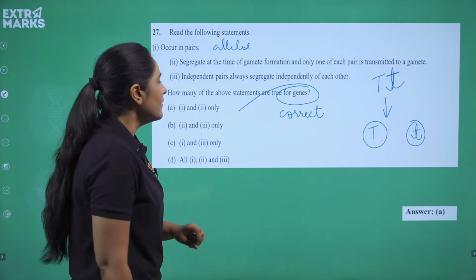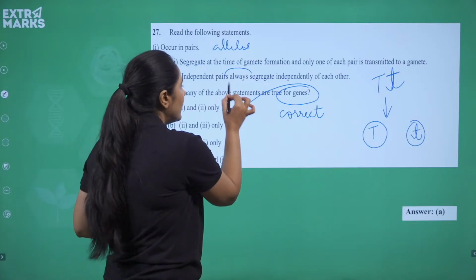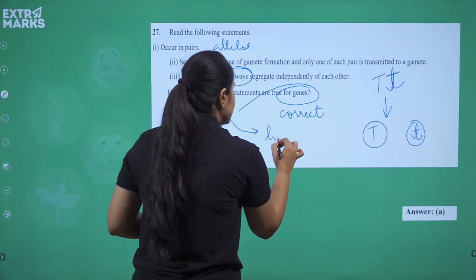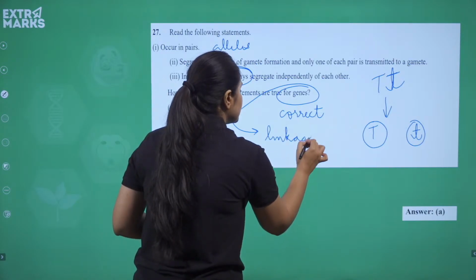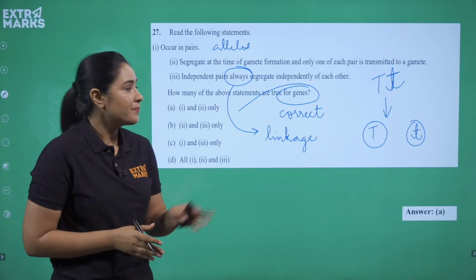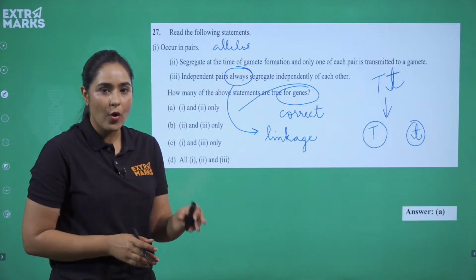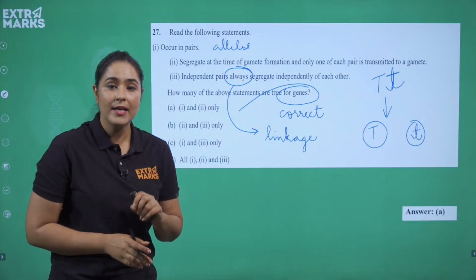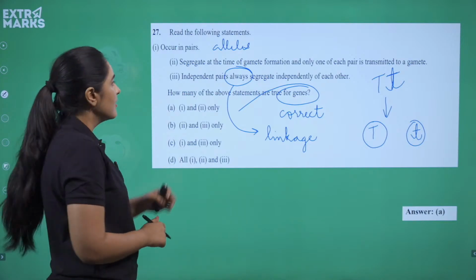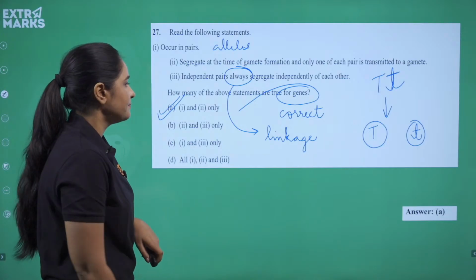Independent pairs always segregate independently of each other. This is not correct, as we are having in this statement the word always, because there are exceptions, as in the case of linkage. As we have seen, the physical association of genes on a chromosome is hampering this process here. Independent pairs, they are not always segregating independently of each other. So obviously, how many of the above statements are true for the genes? First and second. So we are having the correct option as A.